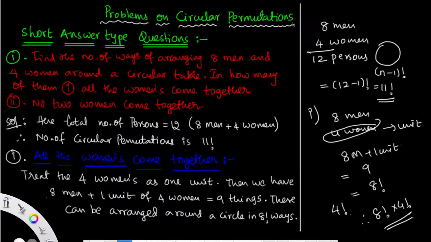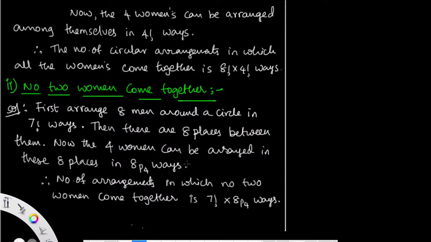No two women come together means you always use the gap method. So, no two women together. There are 8 men and 4 women, as given in the question. First, since no two women should come together, you should first take the arrangement of 8 men. So this can be done in how many ways?